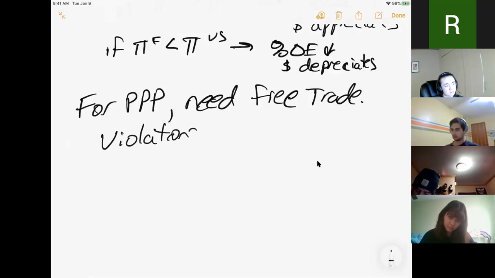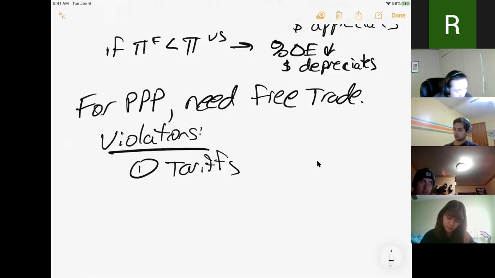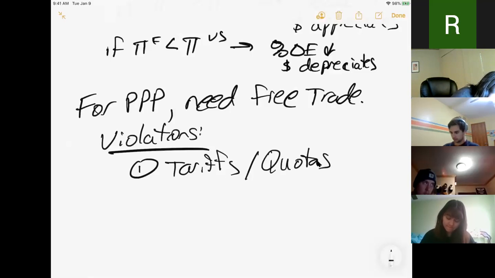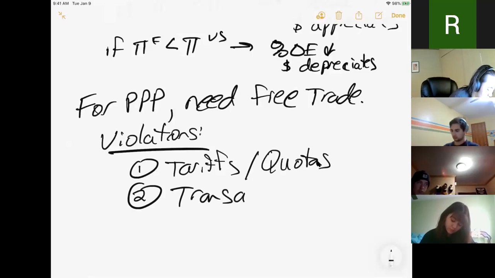And in reality, there's a lot of things that violate this, right? Tariffs, quotas, right? So you would not expect there to be purchasing power parity between the US and Iran, for instance, right? Because we don't have a free trade agreement with them. So tariffs and quotas are going to be a violation of this. Transaction costs.